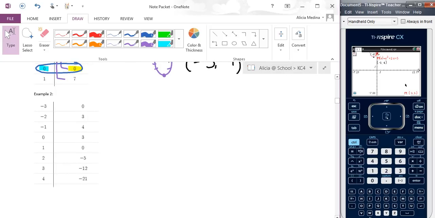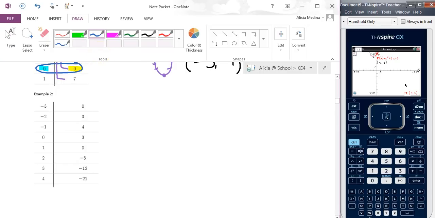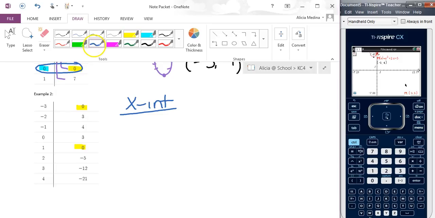All right, so let's look at example number 2. So I'm going to start off with my x-intercepts. X-intercept is whenever my y value is equal to 0. So I'm looking at my y's, I see y equals 0 here, and I see y equaling 0 here. So therefore, my x is going to be at -3, and x equaling +1.